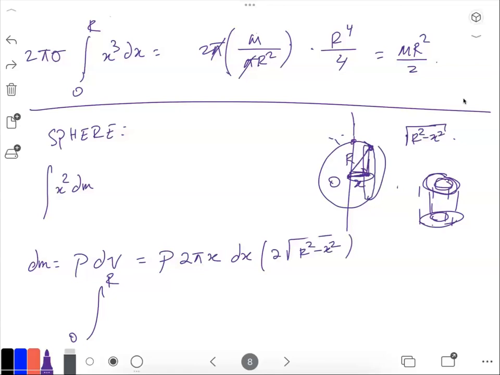So we're going to integrate from 0 to r of this, and we have a lot of constants we can pull out. We can pull out 2 pi rho, and then all we'll have left is x root r squared minus x squared dx. Now the goal is to figure out how, and I'm actually missing something. This is just dm, we have to multiply by x squared, so this will actually be x cubed. So the moment of inertia is this. Let's move this to another page.